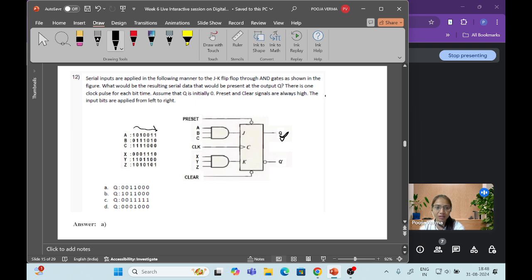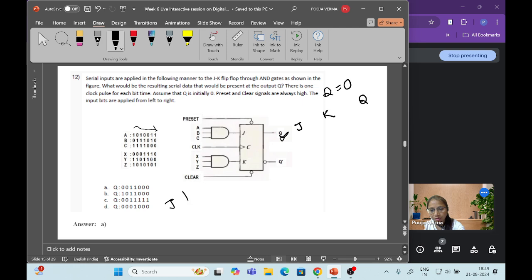So initially Q is 0, right? Initially Q is set to be 0. Now ABC is applied to J and XYZ is applied to K. So let's first find J and K, what would be the output? We need to find out the output. First we need to write the truth table so that we can write it clearly.